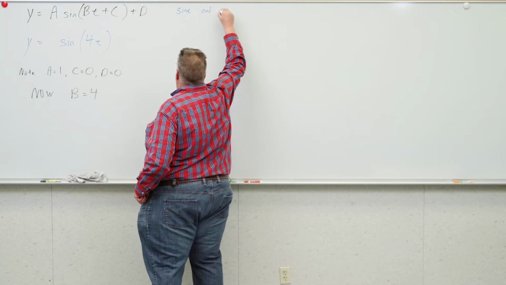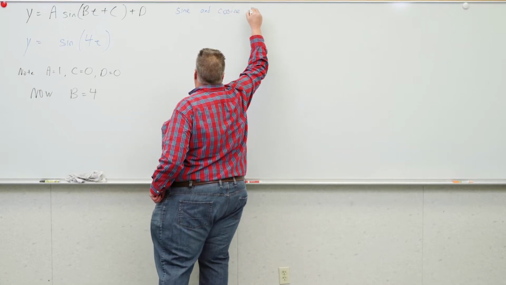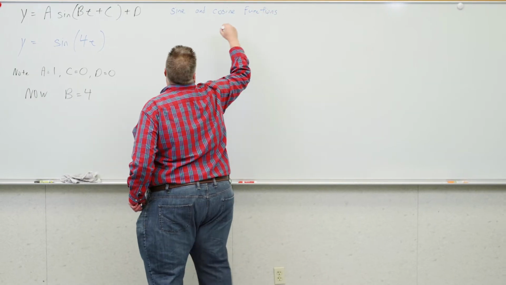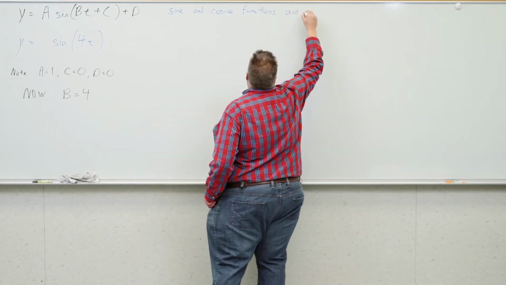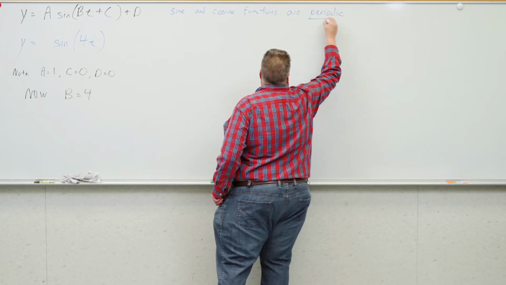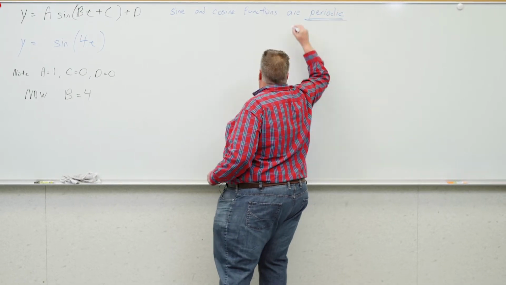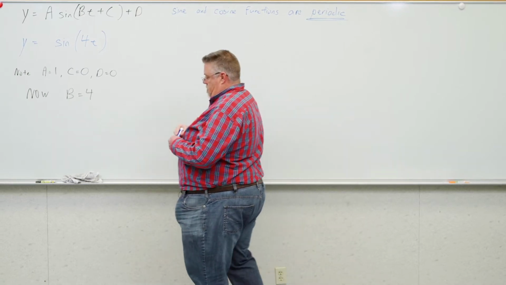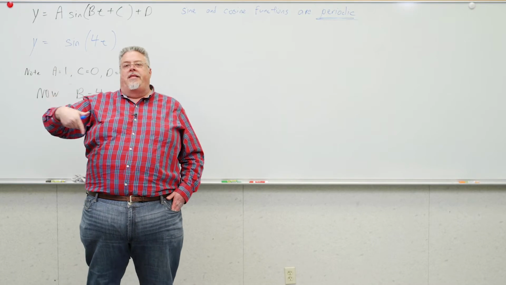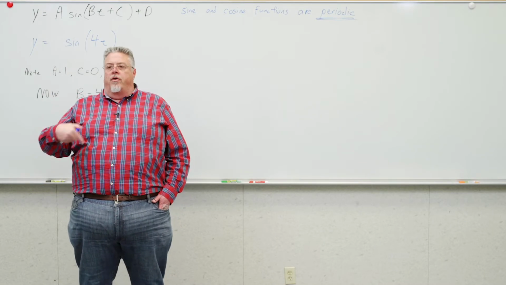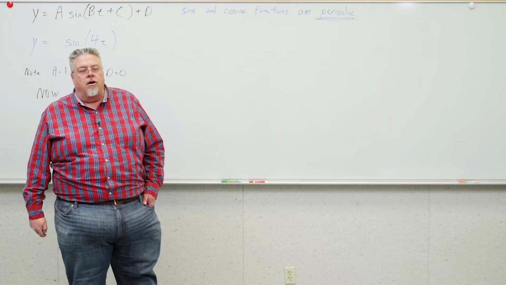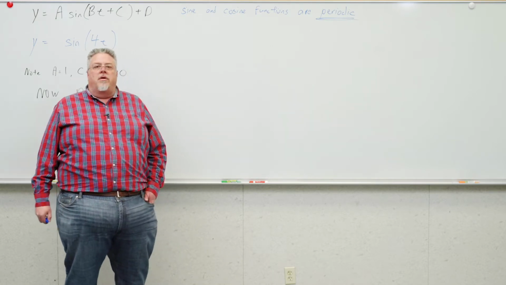sine and cosine functions are periodic. What does periodic mean? That means they keep repeating themselves over and over and over again. You'll see the same pattern over and over again. Okay.